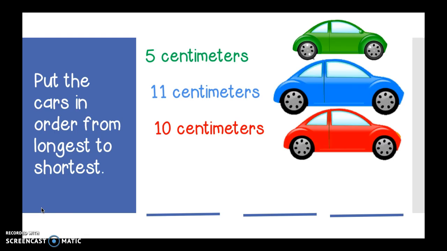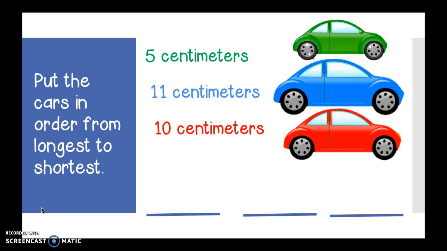Okay, do you have your math journal or your dry erase board? Oh, good. What I would like you to do is go ahead and write the 3 empty lines at the bottom. And you don't have to write out how many centimeters, but I just want you to write on the lines the color of the cars, either green, blue, or red, and order them from longest to shortest. When you're done, press play to check your answer.